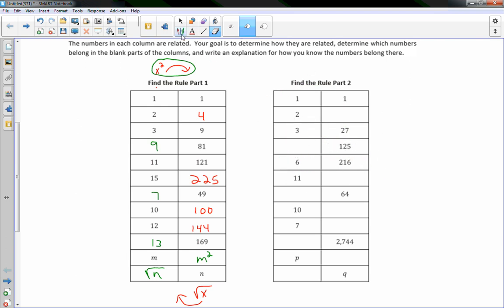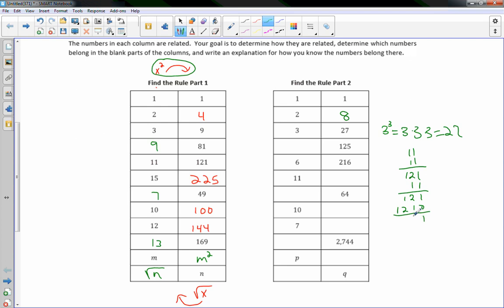So 3 cubed is 27, so that means 3 to the third power, which equals 3 times 3 times 3, and that does in fact equal 27. 1 times 1 times 1 is 1. 2 times 2 is 4 times 2 is 8. 11 times 11 is 121, and I need to multiply that by 11 again, and I get 1331. So 1331 is the cube of 11, 11 cubed.